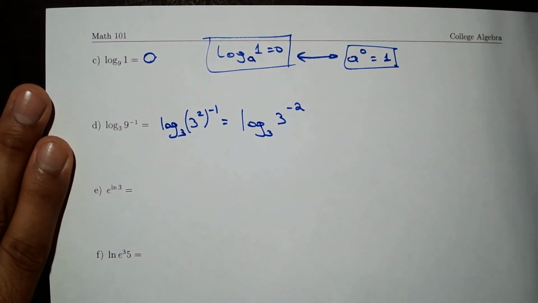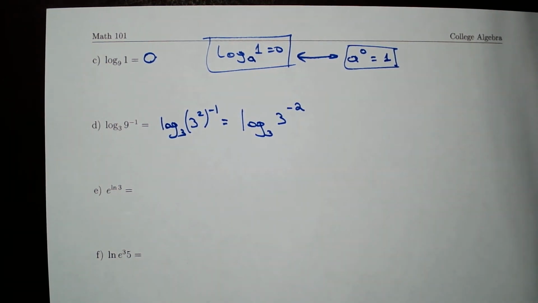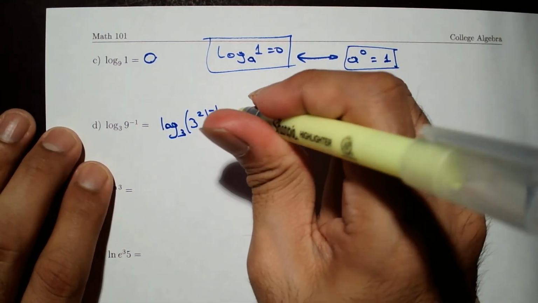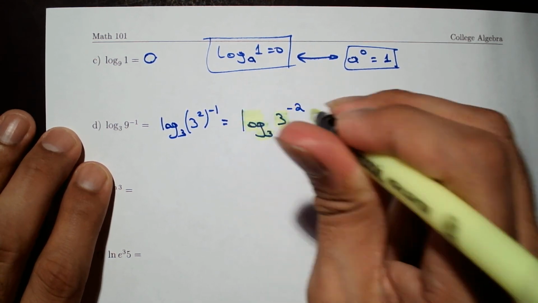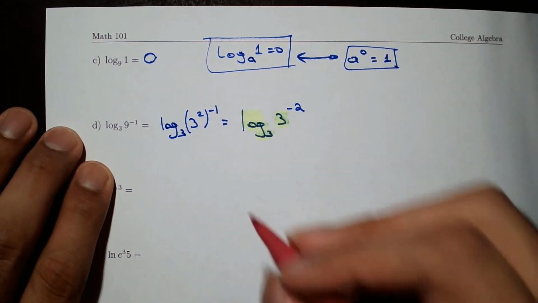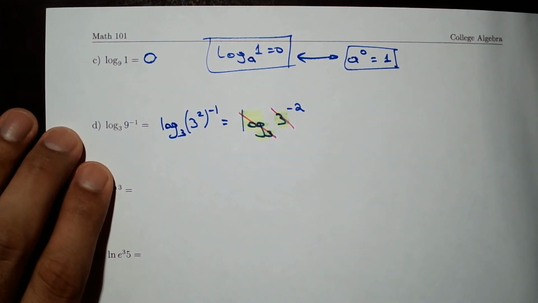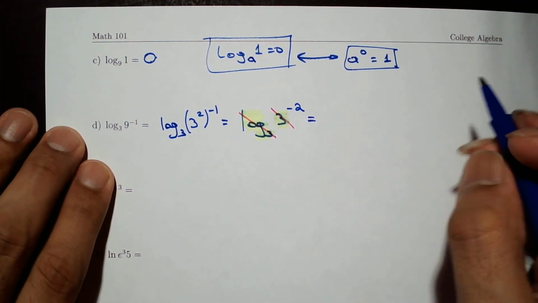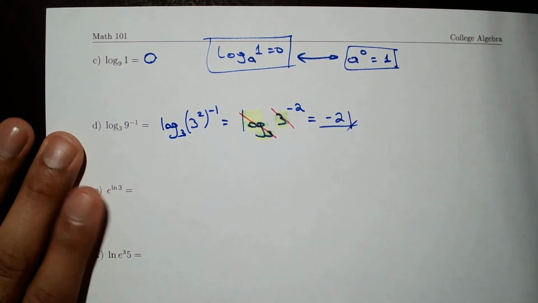And now observe this. Use a different color instead. How about that? Now, the base of the log is now the same as that of the exponential, so we may just cancel these two. So our final answer to this equals negative 2.